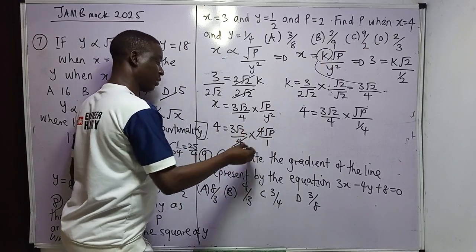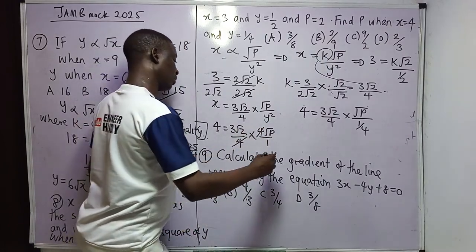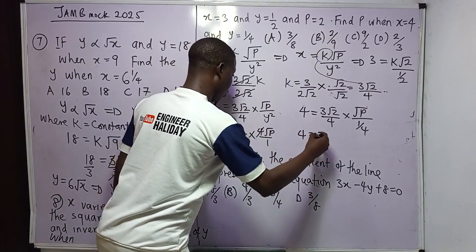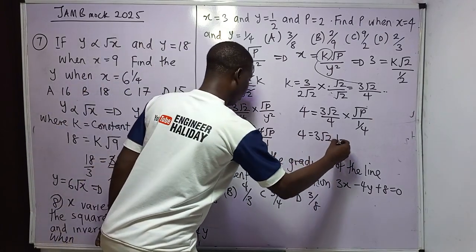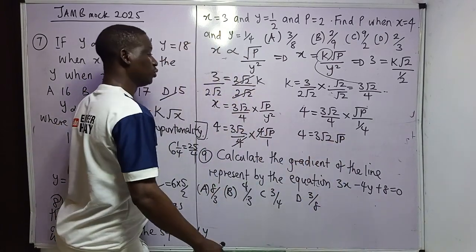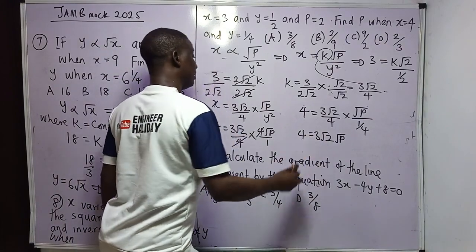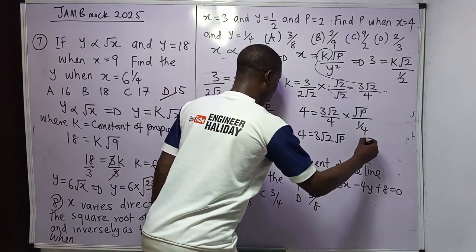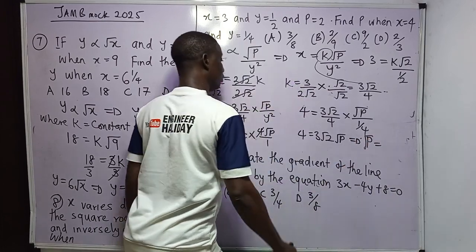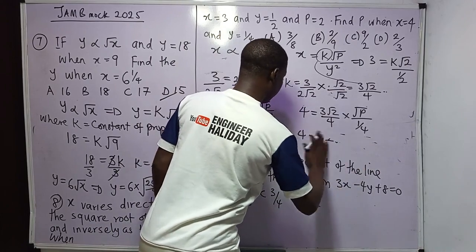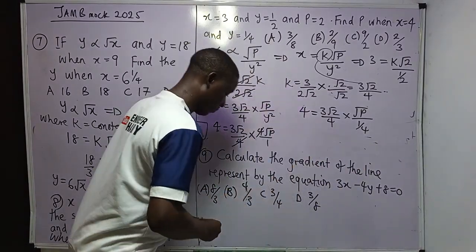This one will cancel this one. So we are left with 4 equal to 3 root 2 times root p. So what do we do? Divide both sides by this. What do you have now? Now root p is equal to what? What is root p? Let me solve it here.